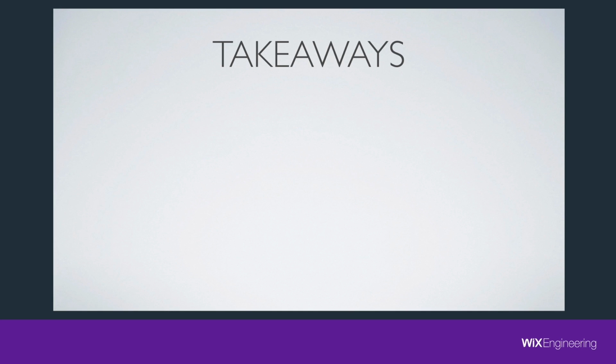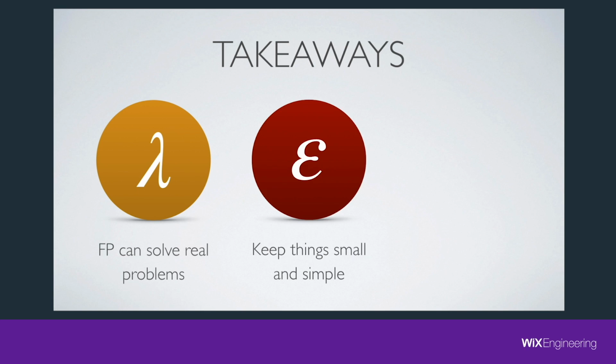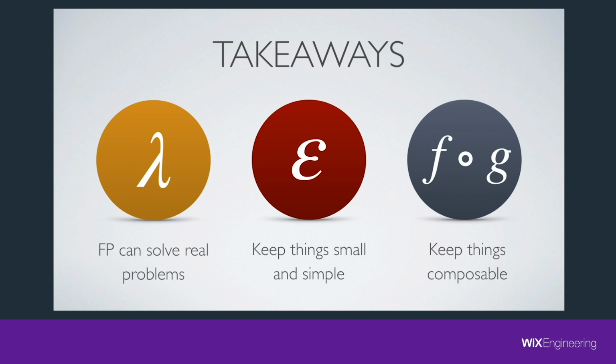So to sum up, functional programming can be used to solve real problems. We created a working JSON parser with very little code. Keep things small and simple. Every parser we wrote was about 2 to 4 lines. So even if you don't understand the exact implementation details, you can still reason about what the individual pieces are doing by the names and types. And keep things composable by using combinators. This will allow you to glue the different pieces together and gain more functionality.